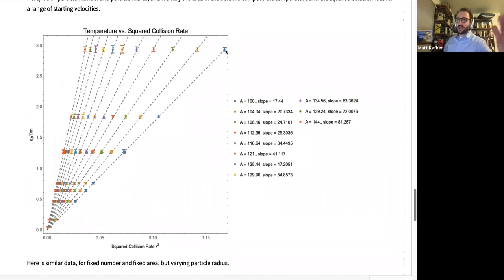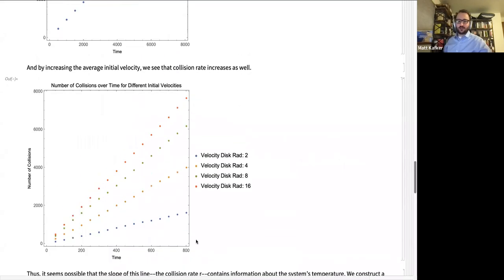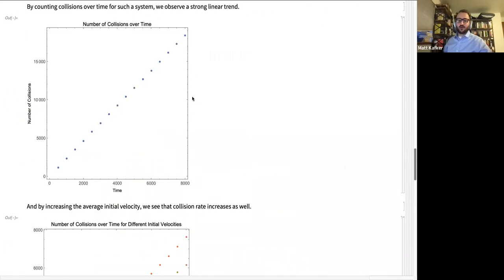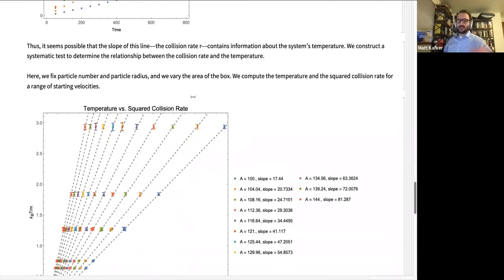Okay, so fix your attention to one of these lines. So we'll fix the area of the box, we'll fix the number of particles, we'll fix the radius of the particles. So everything is exactly the same. And the only thing that we do is we change the average initial speed. So we'll increase the average initial speed, and we already saw that that's going to increase the temperature. That was what the histograms were showing us. And it also increases the collision rate, which is what this plot shows us. Increasing initial speed increased collision rate, and the histograms, which I've closed, show increasing initial speed, increasing temperature.